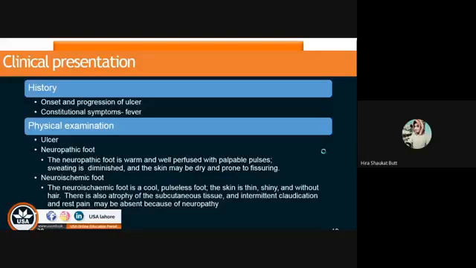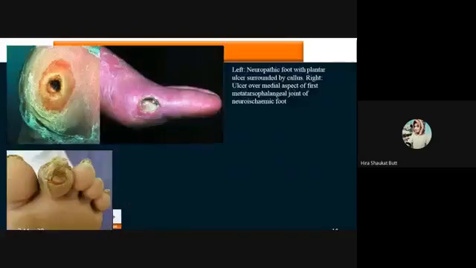So just see the diagram. All of these are diabetic foot ulcers, abnormal wounds in the diabetes mellitus patient. They are saying that these are neuropathic feet with plantar ulcer surrounded by callus formation. Okay, this is a callus formation. And this is the ulcer over the medial aspect of the first metatarsophalangeal joint of the neuroischemic foot. So this is the diagrammatic representation of the diabetic ulcer.